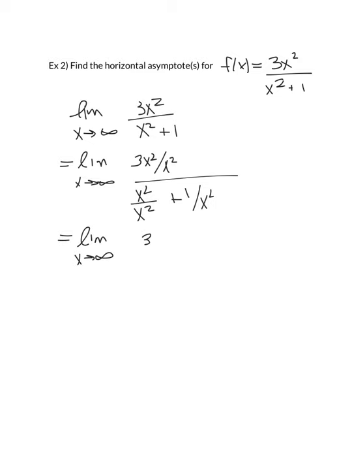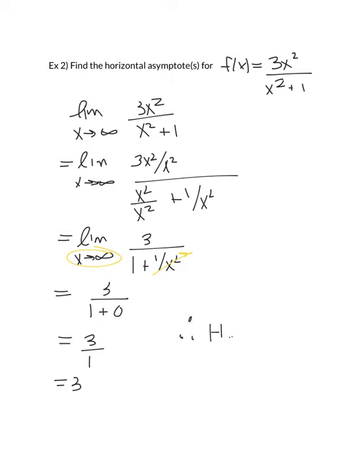The numerator can just simplify to 3. The denominator will simplify to 1 plus 1 over x squared. At this point, I can go ahead and plug in my x of infinity, and I'm going to be getting 3 over 1 plus, and 1 over infinity goes to 0, so 0, which is going to be 3 over 1, which is just 3. So what we've just figured out is that we have a horizontal asymptote at y equals 3.